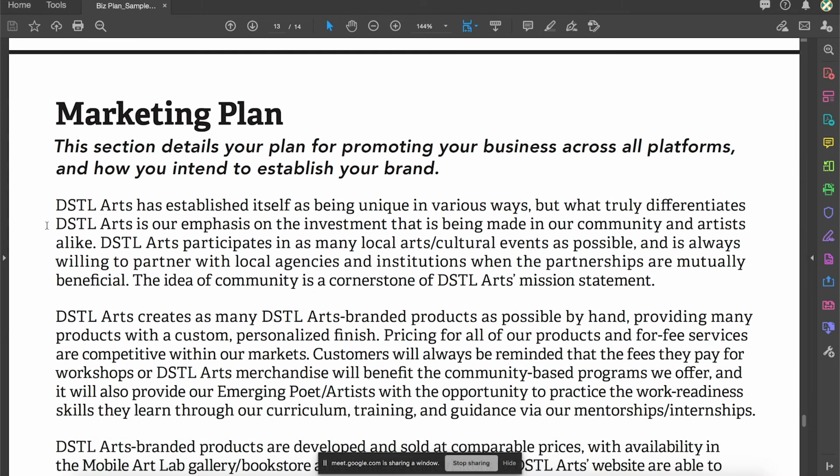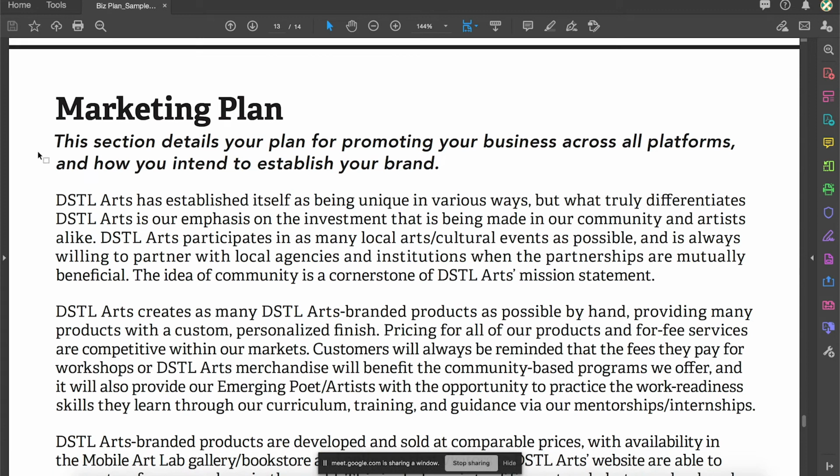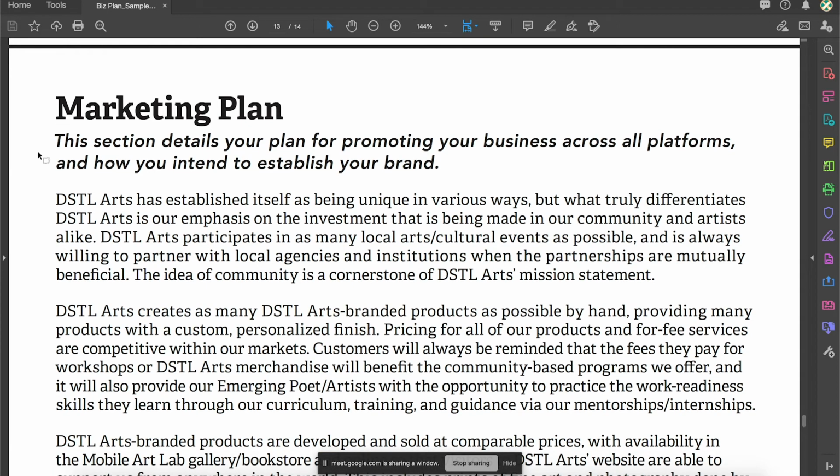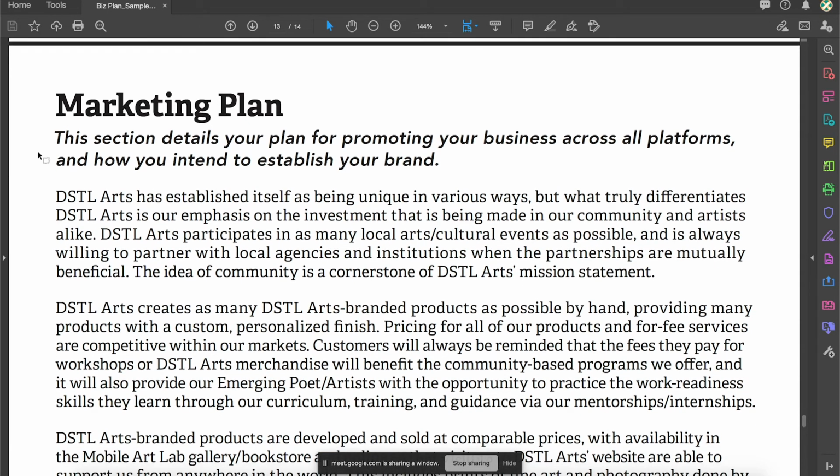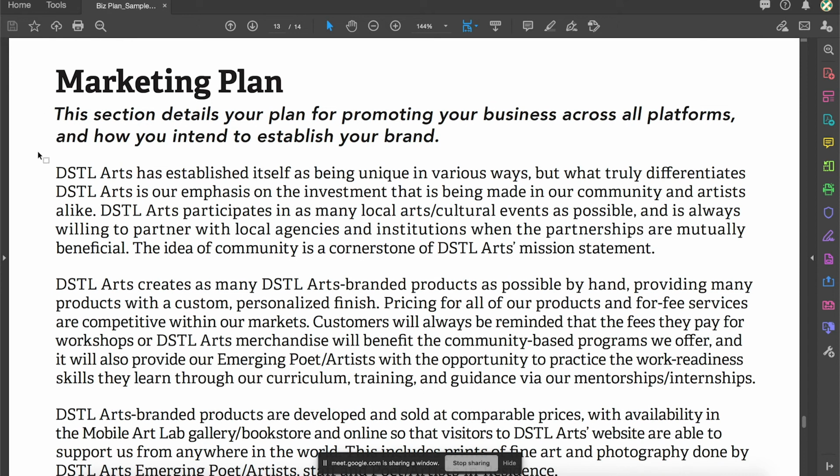Now here, the marketing plan. This is probably one of the biggest things that I get asked about when we're talking about how you start creating a career in the arts. There's a lot of different things that I've tried in the past to make Distill Arts stand out. But ultimately, when you write out a marketing plan, you'll be able to start making connections.